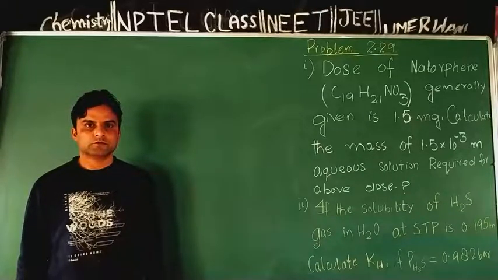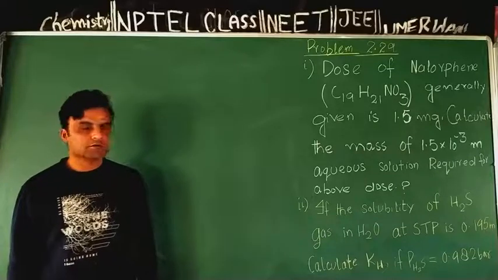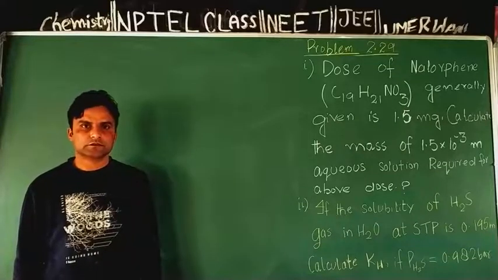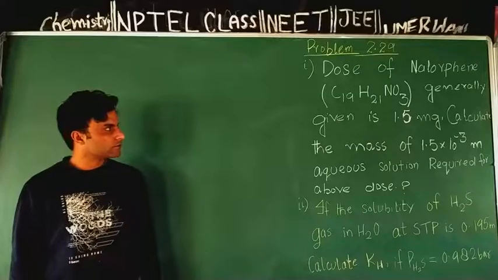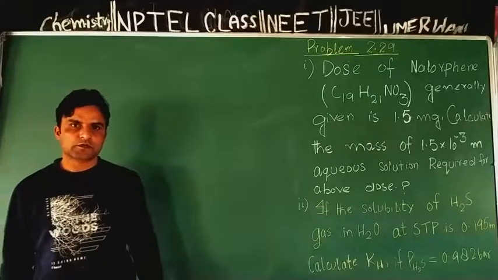Today I am here to solve chemistry class 12th NCERT problem 2.29 from unit 2nd, that is solutions. The problem in fact has two parts. Let me make you understand part 1.